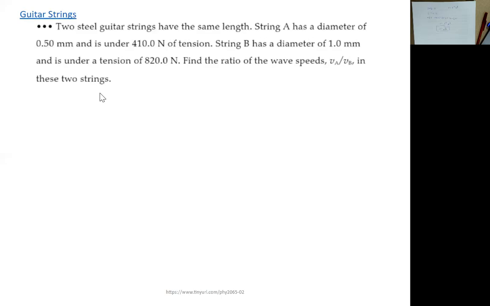So VA over VB. Now you probably would start with this equation, V equals the square root of F divided by mu, where mu is equal to the mass divided by the length.